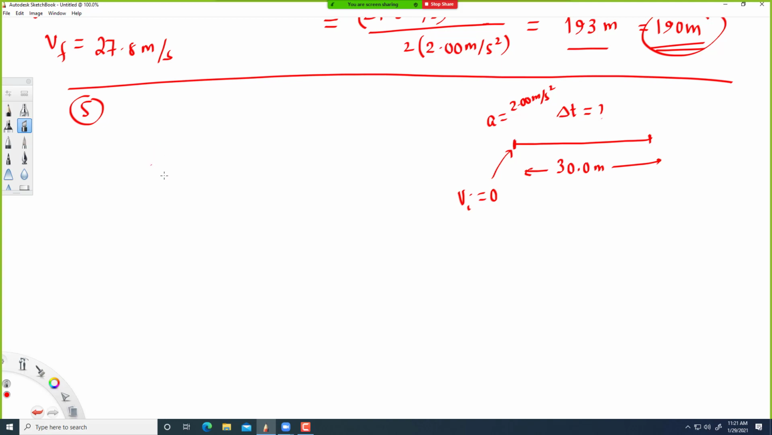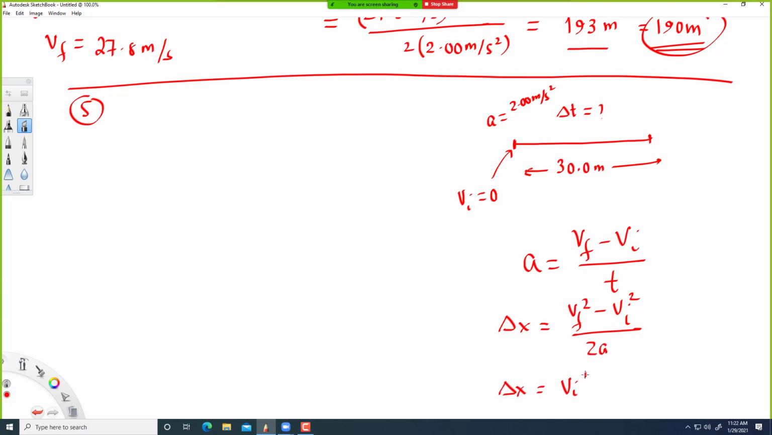So again, we have three formulas for any kind of accelerated motion. So out of those three, you need to decide which one would be relevant. So let me just write it. Vf minus Vi over t, we have that. And we have delta x is equal to Vf squared minus Vi squared over 2a. Delta x is equal to Vit plus 1/2 At squared. So we are finding t, okay, or delta t, same thing.